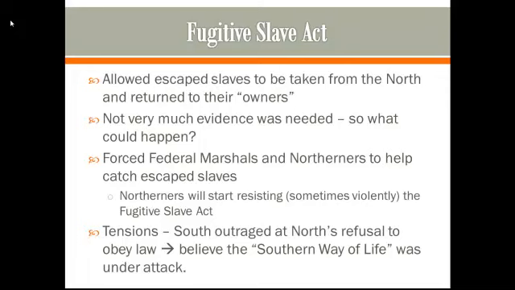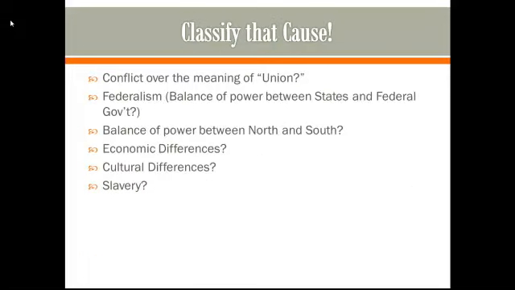They believed that their way of life was under attack, and they believed that there was a double standard, that the North felt that it could do whatever it wanted, obey which laws it did, and yet they wanted to compel the South to obey all the laws. And so this started to create a lot of tensions between North and South. So the Fugitive Slave Act, see if you can figure out what were the causes that the Fugitive Slave Act shows us.